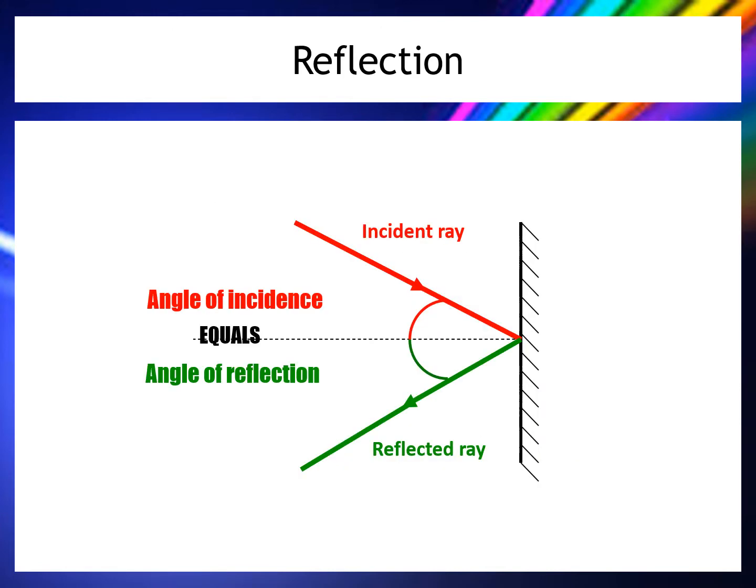This diagram shows the results of that experiment. So on the right hand side, the black line with the lines across it, there's the mirror line. The dotted line at 90 degrees to the mirror line is called the normal line. The red incident ray is the one we shine into the mirror, and the green reflected ray is the ray that we see coming out of the mirror. And then we would measure the angle of incidence and we measure the angle of reflection, and we find that the two are equal. This is known as the law of reflection.